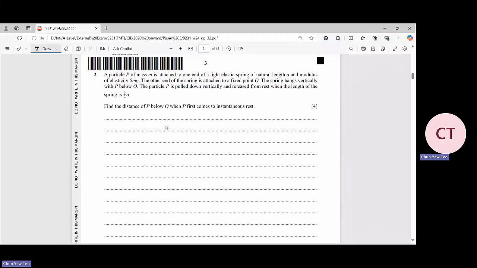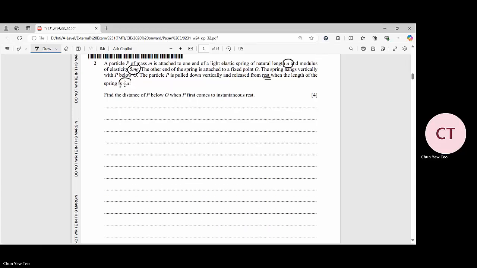A particle P of mass m is attached to one end of a light elastic string of natural length a and modulus of elasticity 5mg. The other end of the spring is attached to a fixed point O. The spring hangs vertically with P below O. The particle P is pulled down vertically and released from rest when the length of the spring is 3/2 a. Find the distance of P below O when P first comes to instantaneous rest.